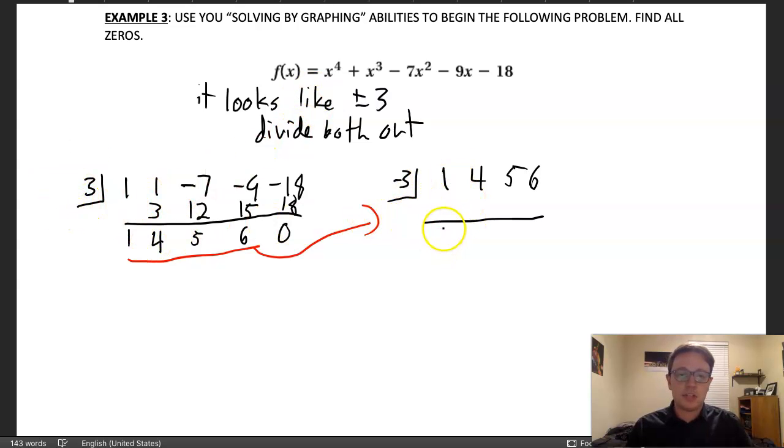Let's go ahead and do this. We pull down the 1, multiply it by -3, add those together. Multiply it by -3, add those together. Multiply it by -3 and add it together. So what does this mean?